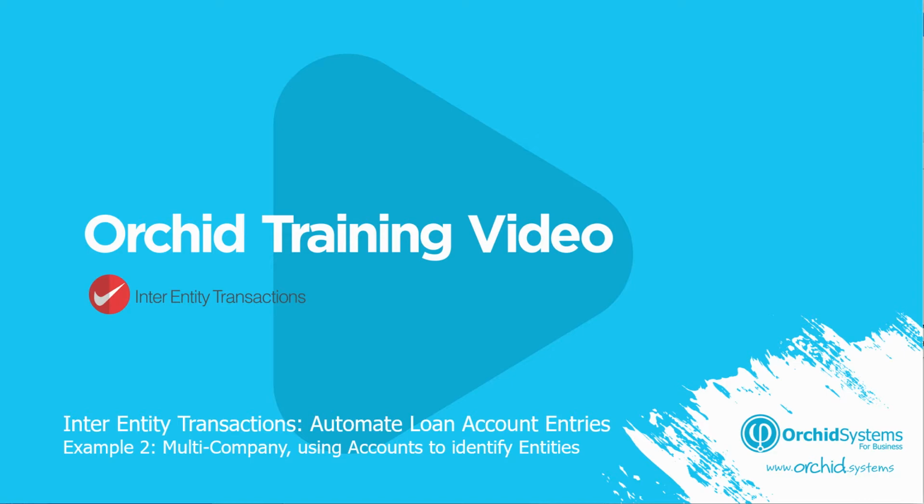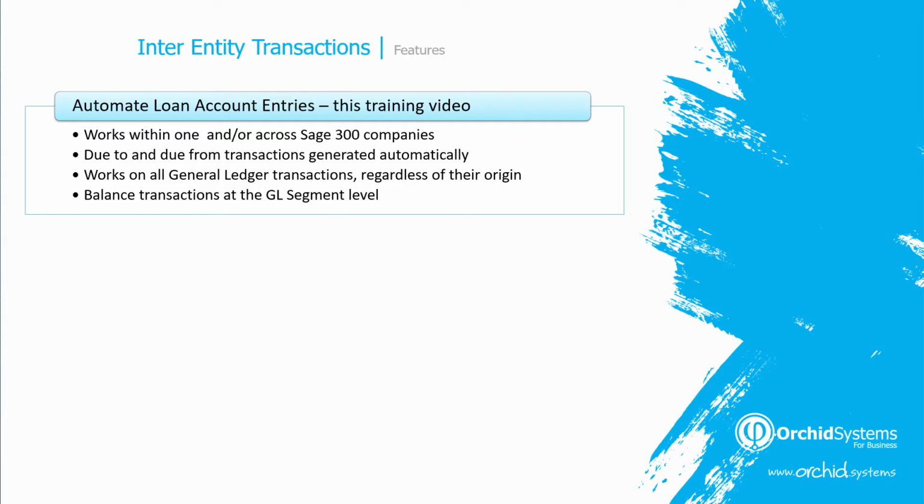Inter-entity transactions allows you to automate loan account entries between entities. It works within one Sage 300 company database or across multiple Sage 300 company databases. The due to and due from transactions are automatically generated when the GL batches are posted.